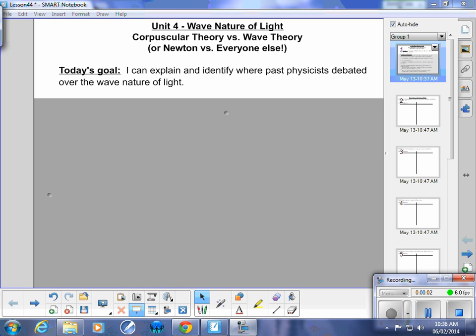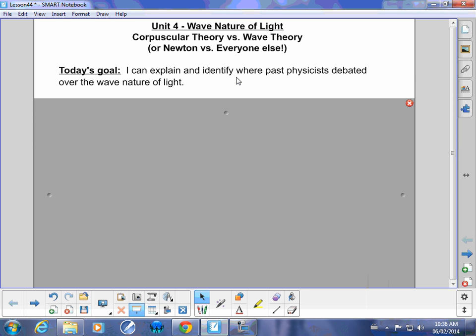Hello and welcome to the second lesson here on the wave nature of light. Today we're talking about two popular theories that existed, the ramifications, and how they were interpreted. So we're going to talk about the corpuscular theory. Now, if you have heard of this, corpuscular basically means particle. So the particle theory of light versus the wave theory of light.